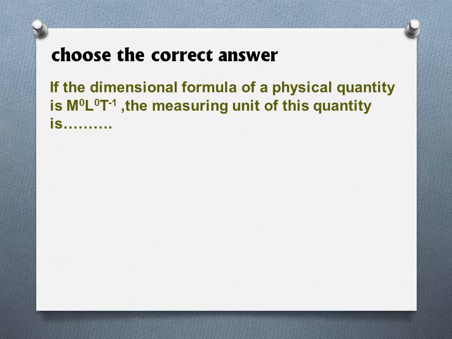If the dimensional formula of a physical quantity is M power 0, L power 0, as we know that anything power 0 equals 1, so the dimension of this physical quantity is only T power negative 1. So the measuring unit of this quantity is second power negative 1. The correct answer is B, second power negative 1.